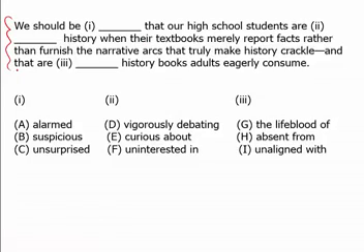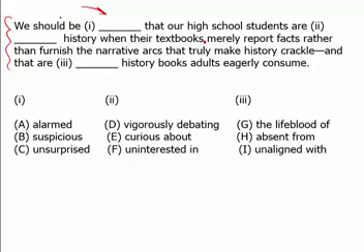Let's do that here, reading the entire sentence. We should be blank that our high school students are blanked history when their textbooks merely report facts rather than furnish the narrative arcs that truly make history crackle, and that are the blank of history books adults eagerly consume. So you'll notice that I didn't pause here because it wasn't obvious what the first two blanks were. So I didn't just stop at textbooks. I kept on reading. Now, if you feel it's really clear from the context what word goes in the blank for the first blank or the second blank, you should definitely fill it in.